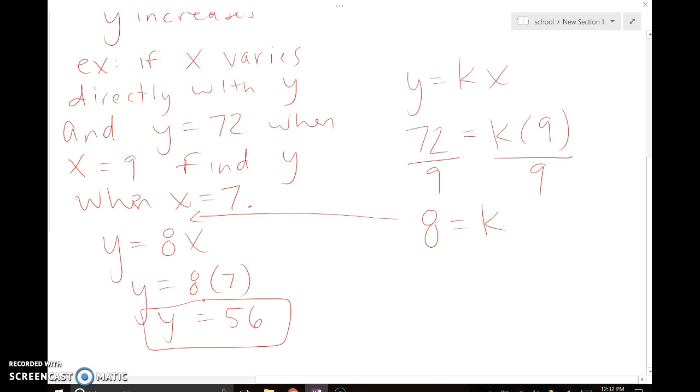And again, notice when x was 9, y was 72. If I decreased x from 9 to 7, my y decreased from 72 to 56. That's what I mean by direct variation. All right, now we're going to talk about indirect variation.